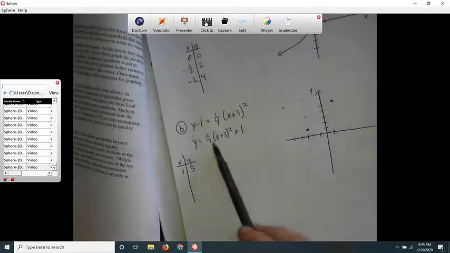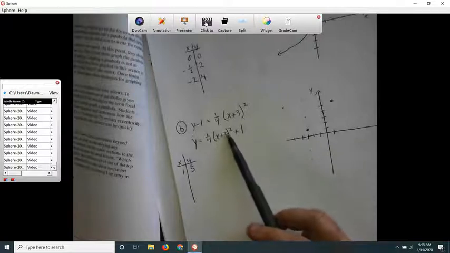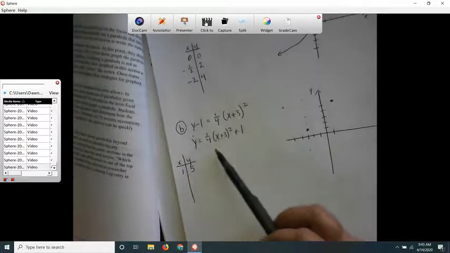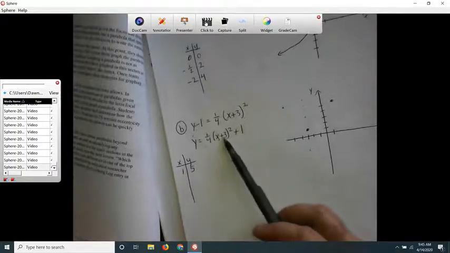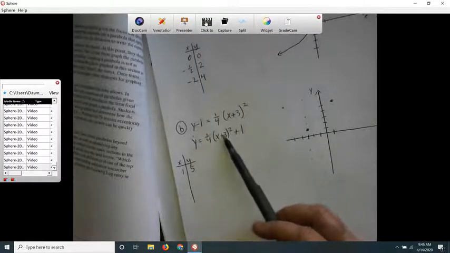So I was going to plug in 0, but then I got 3 squared. 0 plus 3 is 3. 3 squared is 9. I got 9/4, and I wasn't happy with that. So I said, what can I plug in to make this a little nicer? And I noticed if I just pick 1 for x, then I get 1 plus 3 is 4. 4 squared is 16. A fourth of 16 is 4 plus 1 is 5.